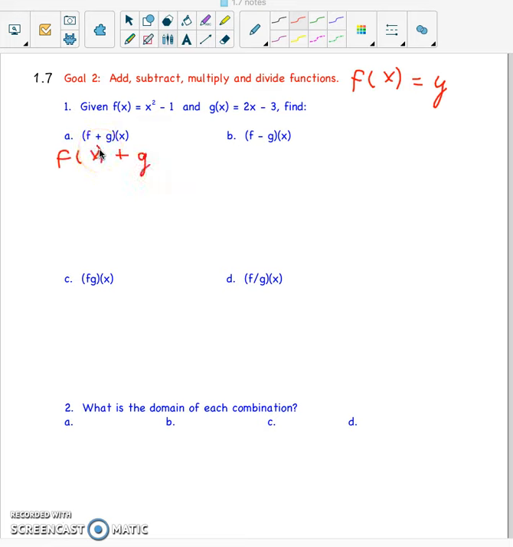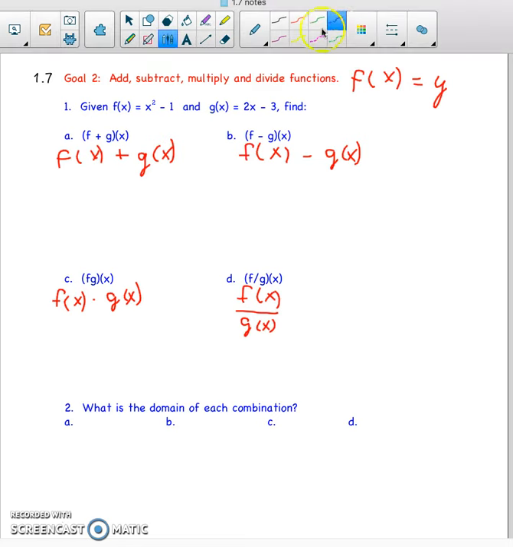plus function g. In example B, f minus g of x is f of x minus function g of x. In example C, f times g of x is function f of x multiplied by function g of x. And in example D, f divided by g of x is function f of x divided by function g of x. So we're going to go through these operations. I think you'll find this is very simple.